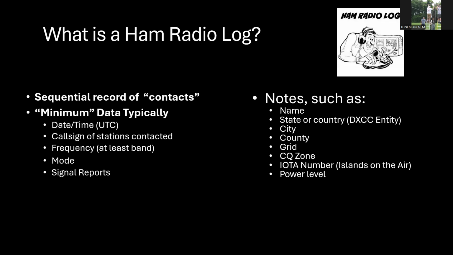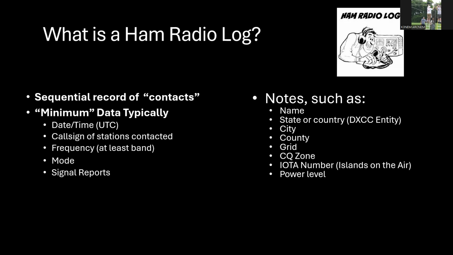So, what is a ham radio log, if you're a beginner? What kind of stuff do you put on a ham radio log? Well, it's a sequential record of the contacts that you make. The minimum data that people typically put in is the date, and it keeps the time in UTC. Everybody does that nowadays if you're working any stations because of the time zones we cross with our radio. And the call sign of the station that you contacted, what frequency they were on, what mode they were on, and the signal reports. That's the basic stuff that's going to be on a QSL card confirmation that you would send out.